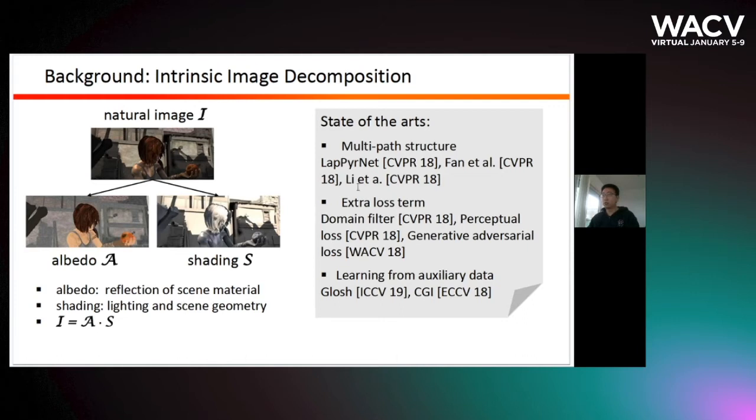The state-of-the-art works mostly focus on multi-pass structures to solve this problem. Also, they try to add extra loss terms in the neural network to enforce global similarity between their prediction and ground truth. There are also some works that try to learn from auxiliary data to further improve the performance.